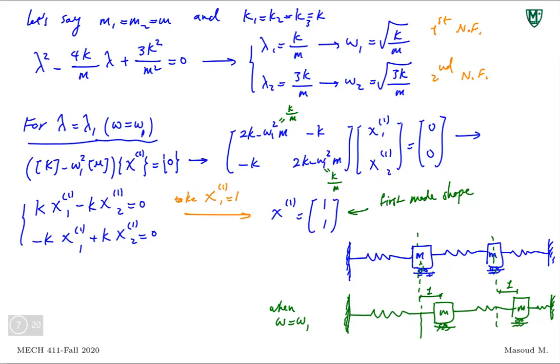That's the concept of mode shape. It gives us a sense of how the amplitude changes at a specific natural frequency, the corresponding natural frequency.